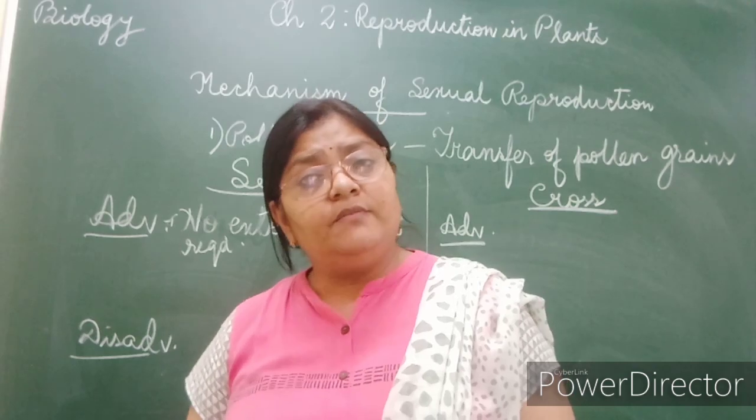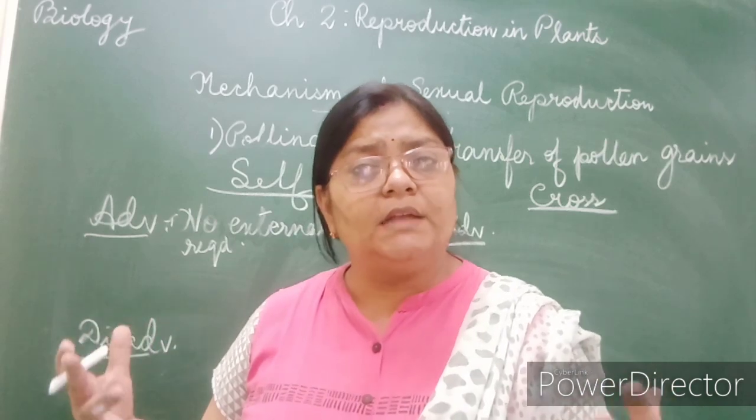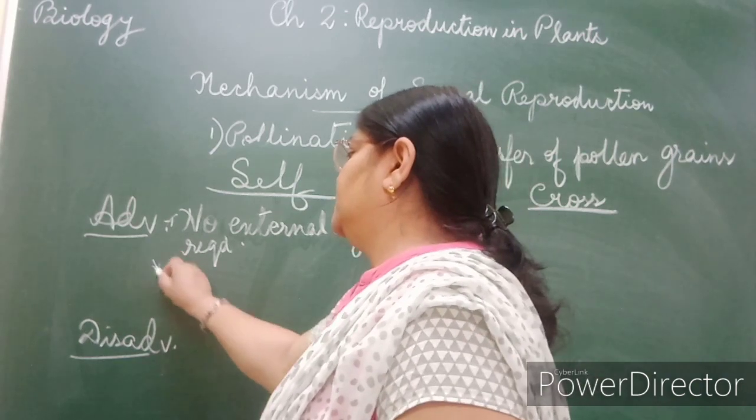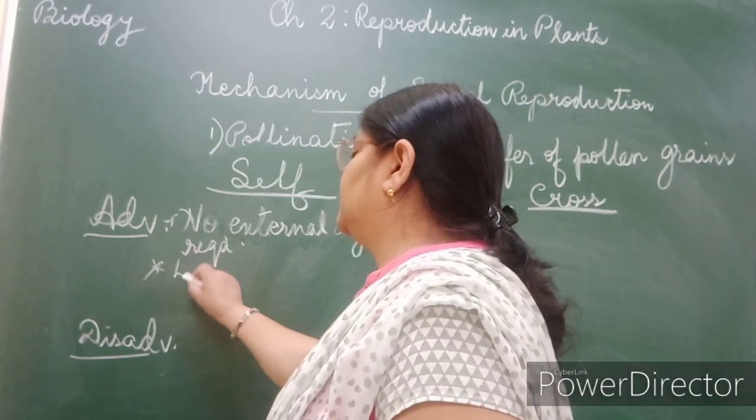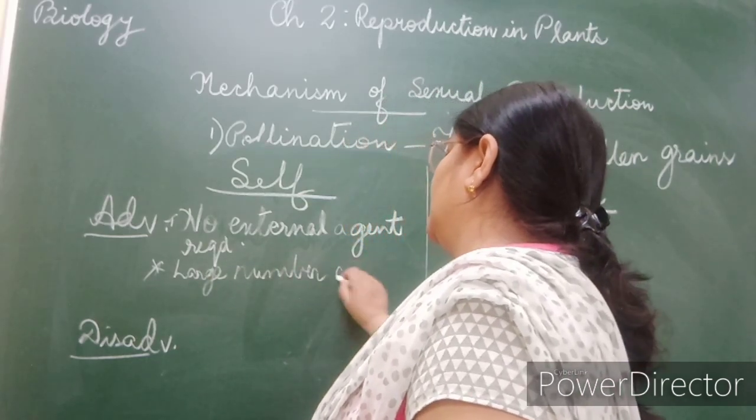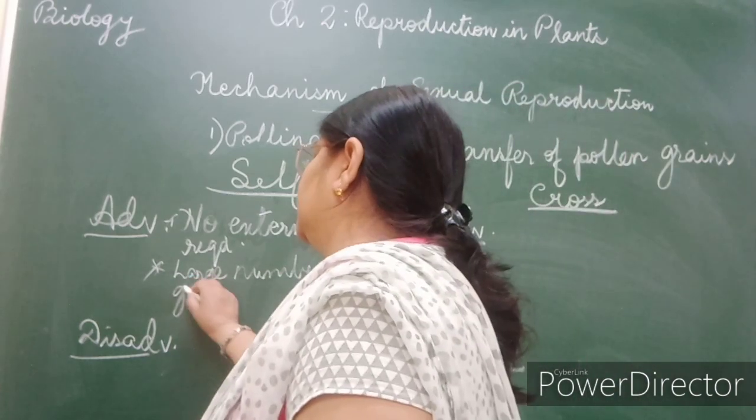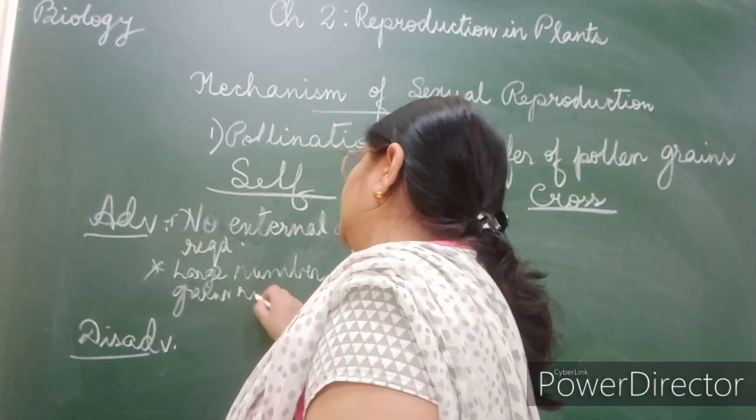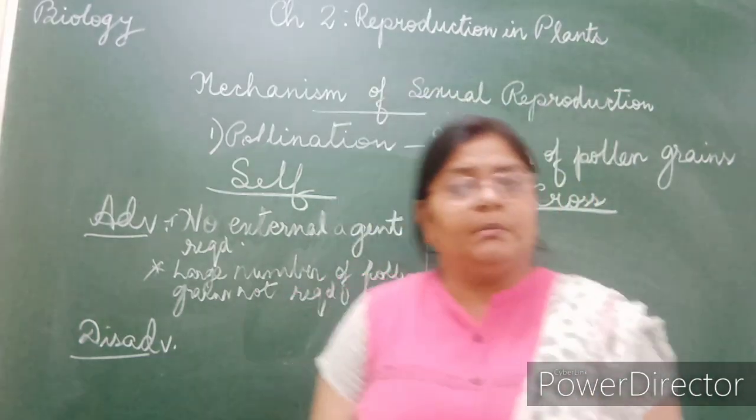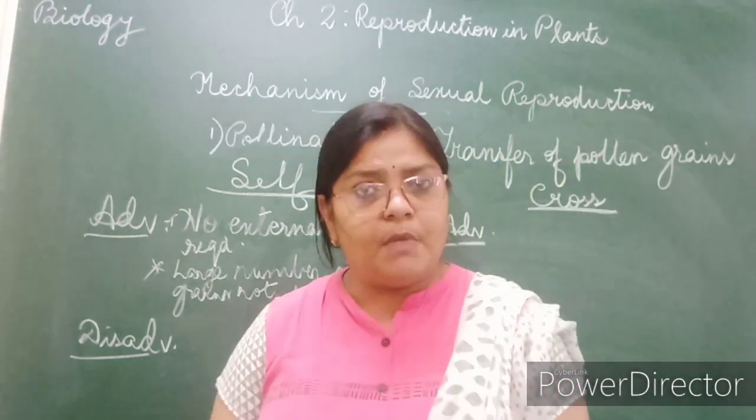Now for self-pollination, because external agents are not required, it need not produce a large number of pollen grains. So a large number of pollen grains is not required, because wastage is minimum. Therefore pollen grains need not be produced in a large amount.